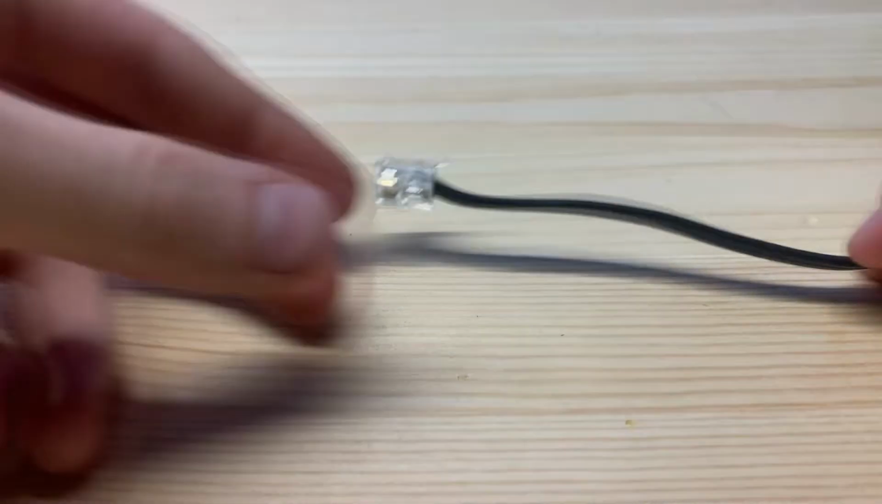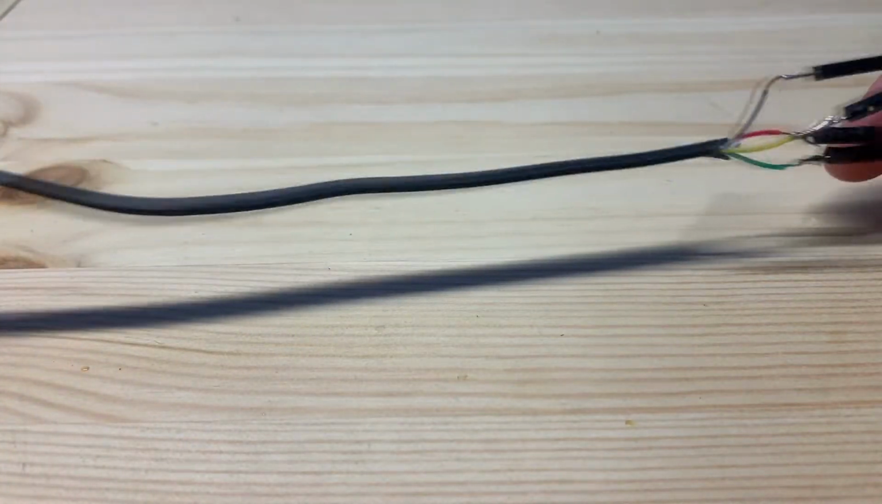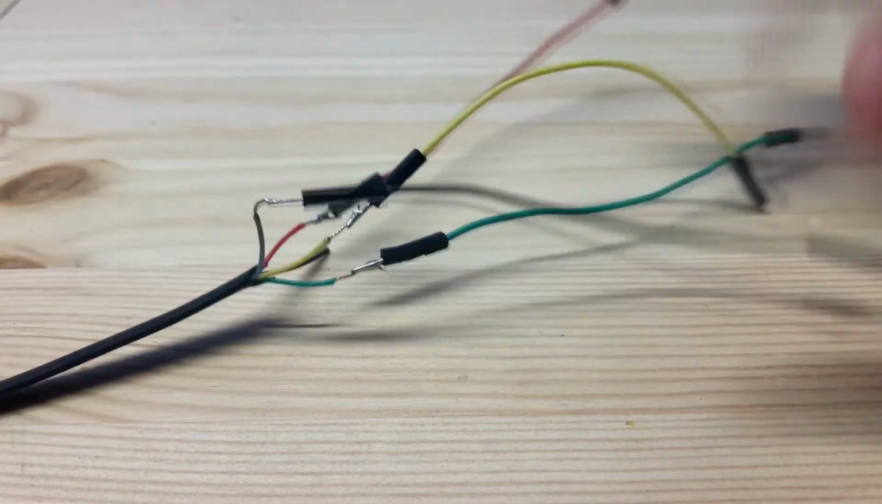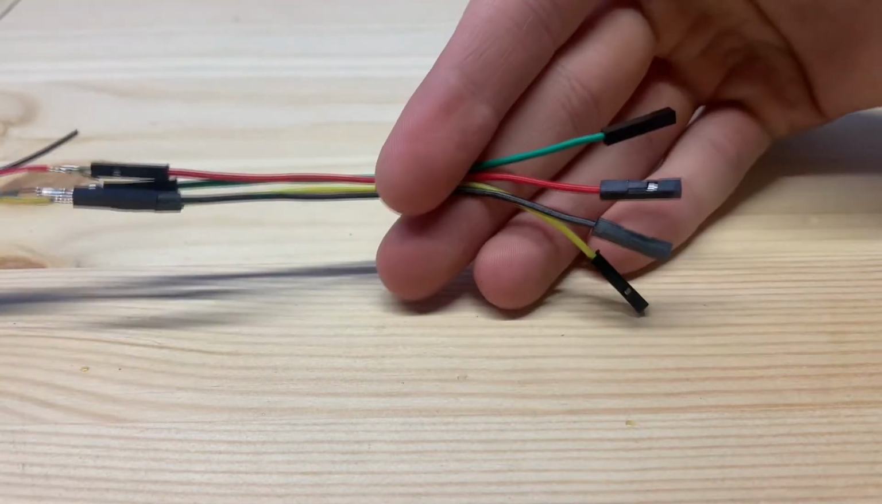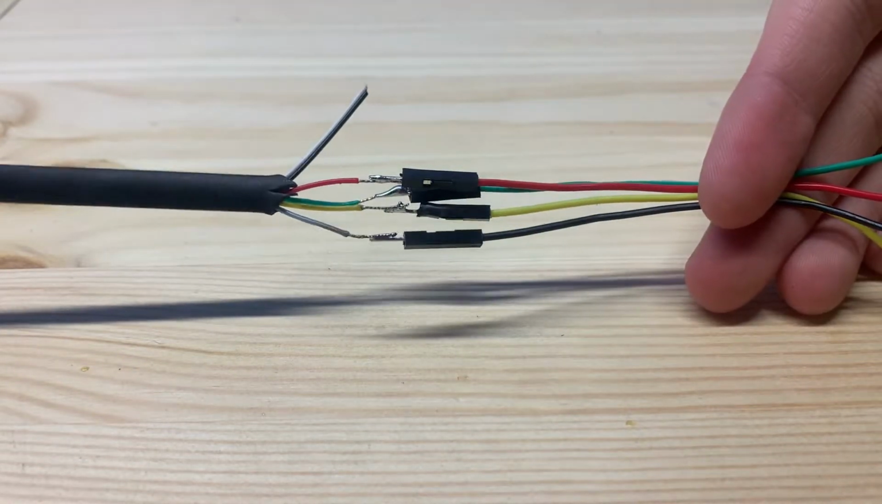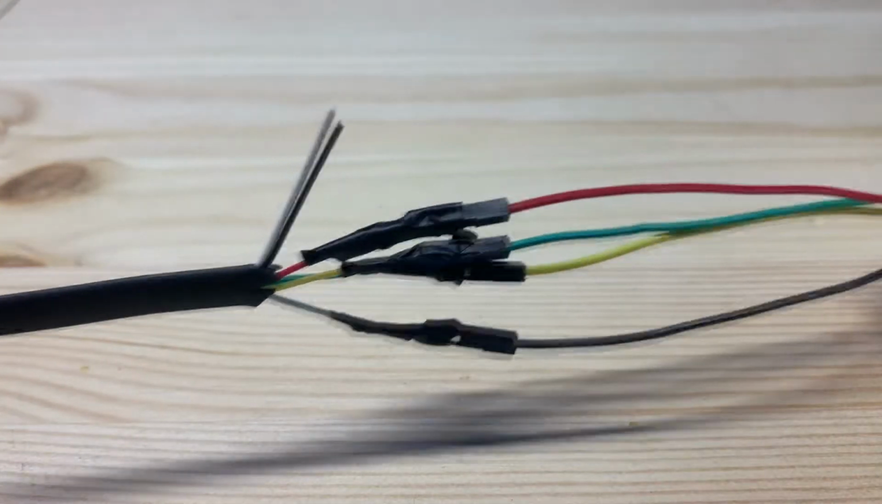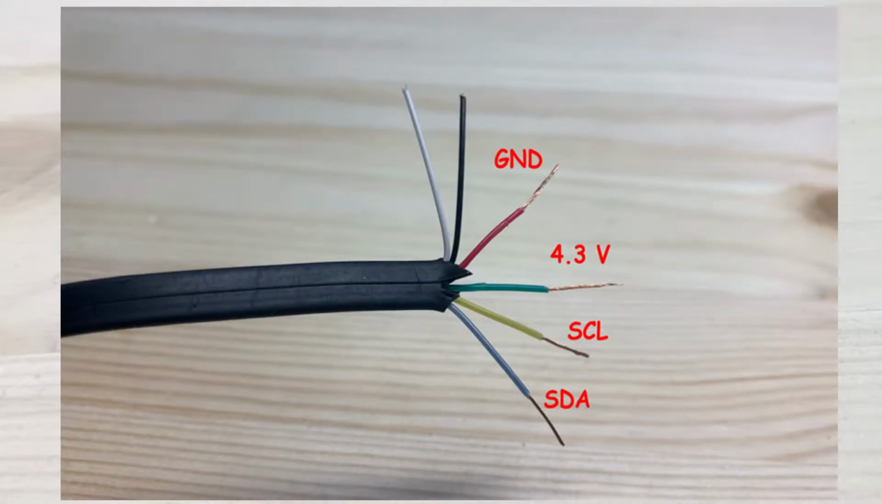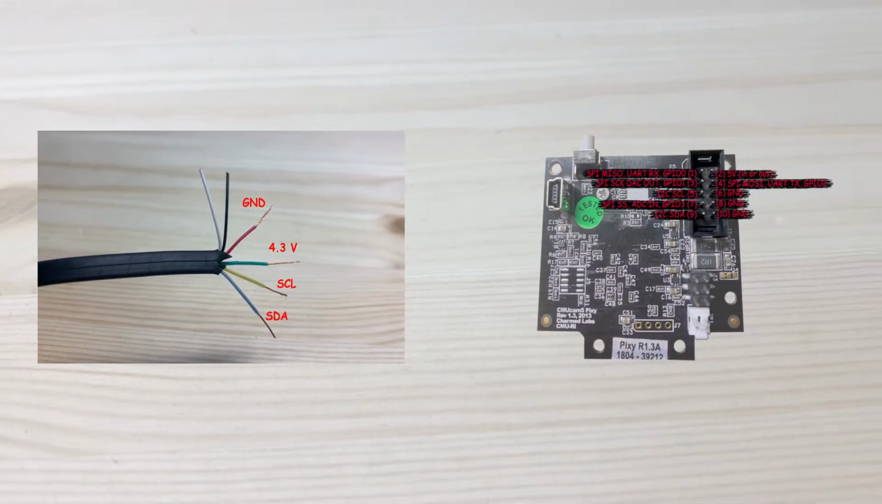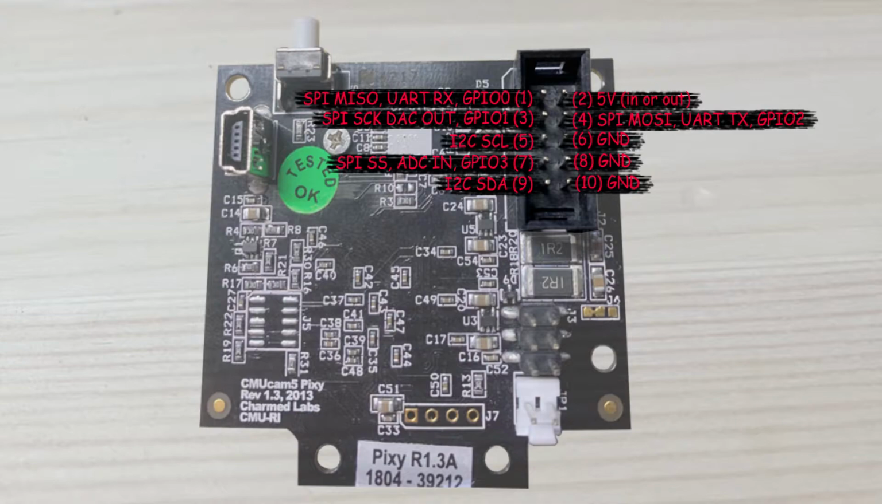As a result, we get such a wire. Don't forget to isolate the soldering places. The ev3 wire has an X pinout and the Pixy original pinout looks like this.